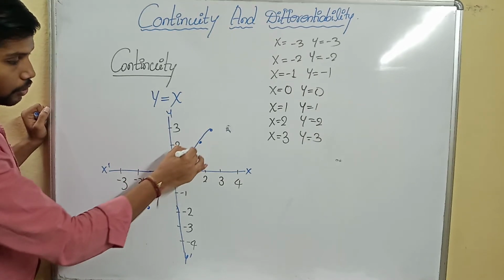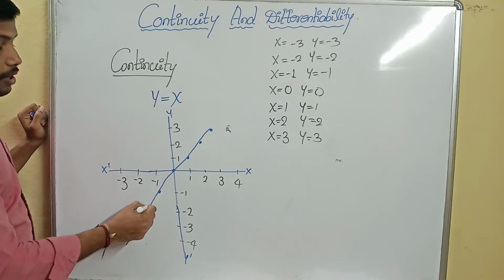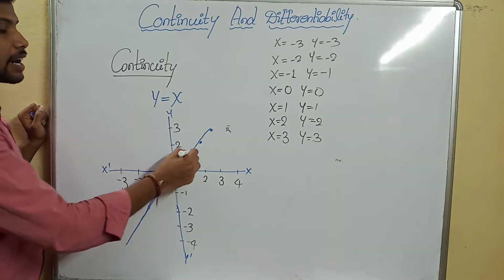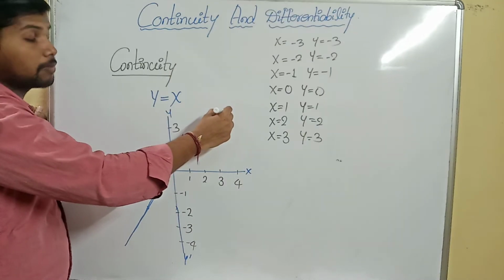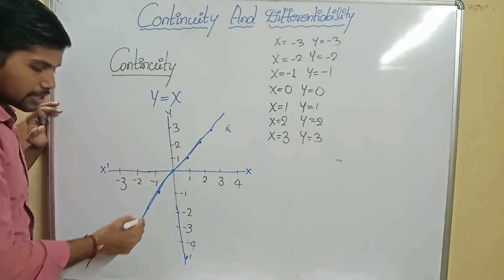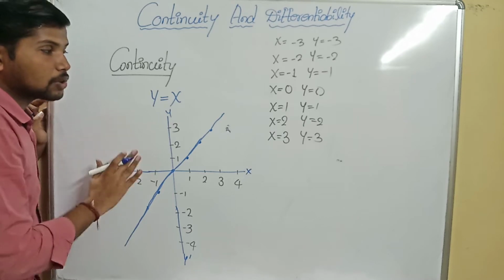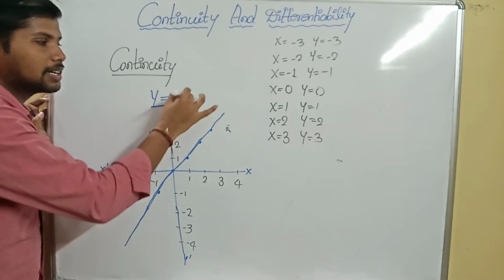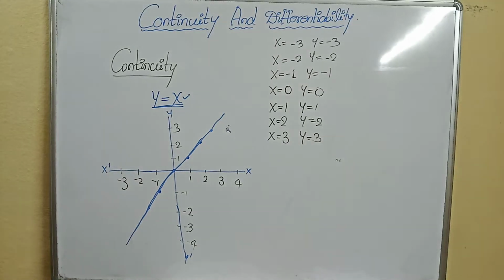Whenever I draw the graph, I get a line, meaning I am drawing the graph without lifting the pen from the plane of the paper, from the plane of this board. That's why it is called a continuous graph. There is no break or jump. That's why y is equal to x is a continuous graph. Got the point clearly? I'll take one more example here.